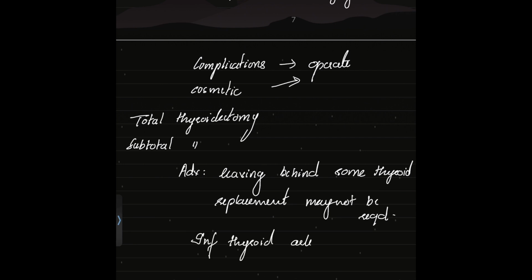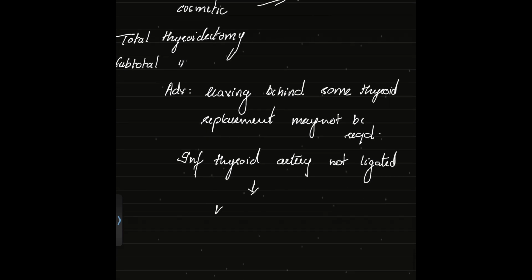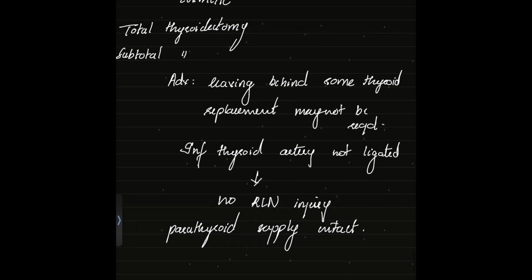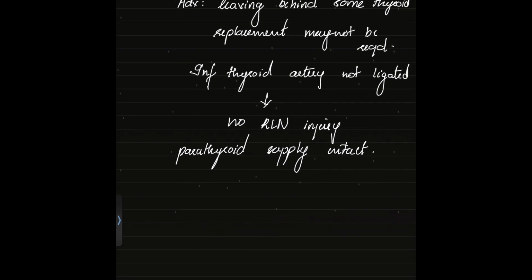Also in this procedure, the inferior thyroid artery is not ligated. So the advantage is that there is no recurrent laryngeal nerve injury, because we know the recurrent laryngeal nerve is associated with the inferior thyroid artery. And also the parathyroid supply is intact. We know branches from the inferior thyroid artery supply the parathyroid, so that is also not affected.